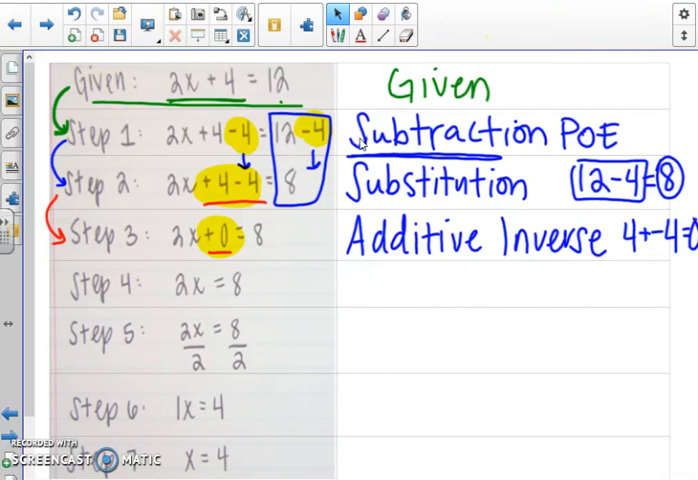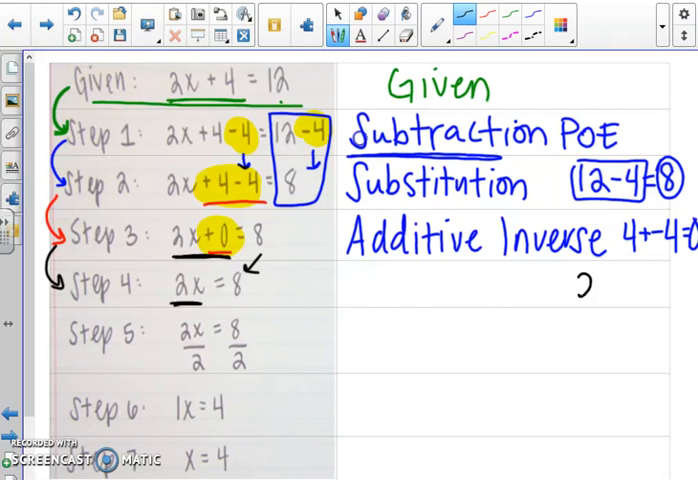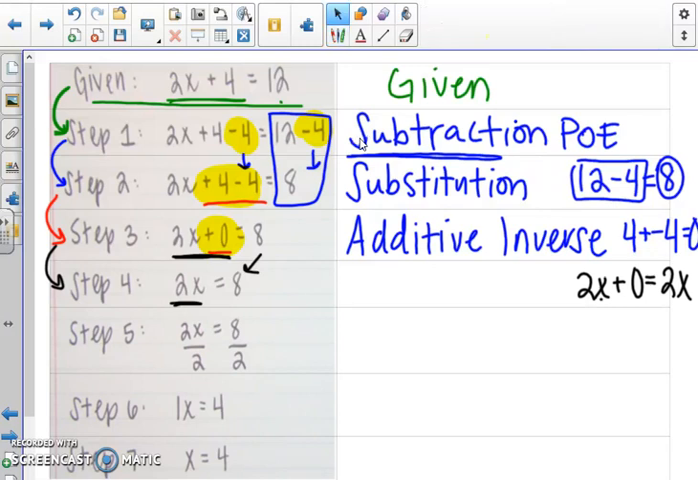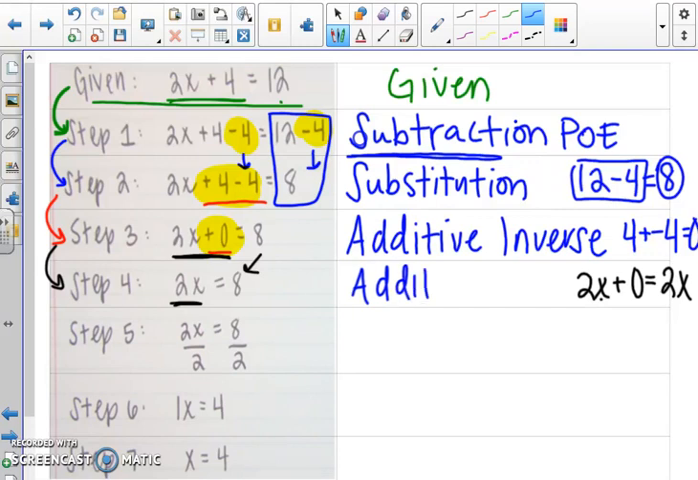All right, moving on. Let's go from 3 to 4. What changed here? Well, the 8 stayed the same, but this changed. 2x plus 0 just stayed 2x. So what property says that any number plus 0 stays itself? That's going to be additive identity. Or you could say identity of addition. Identity property of addition.